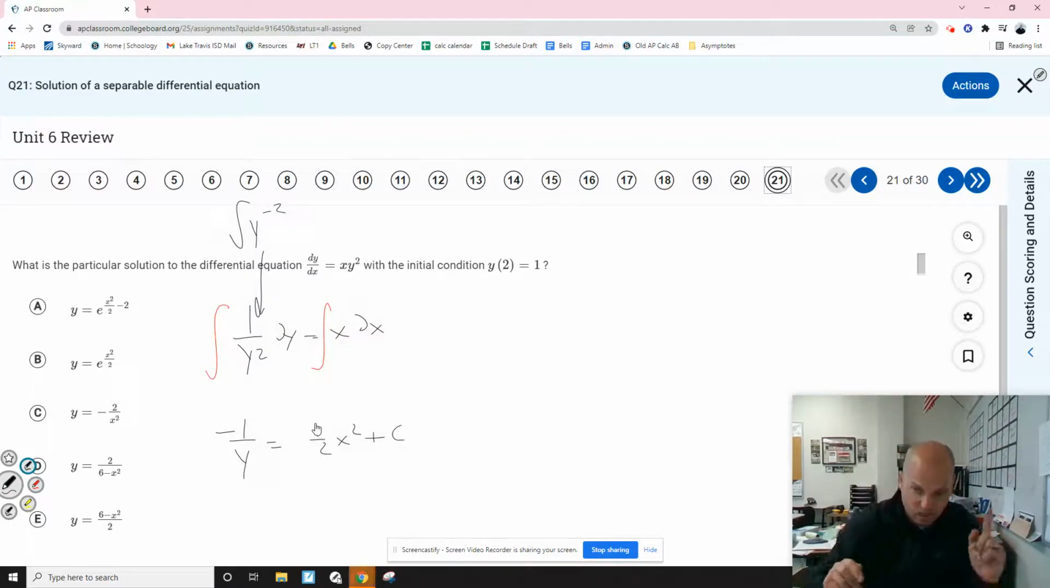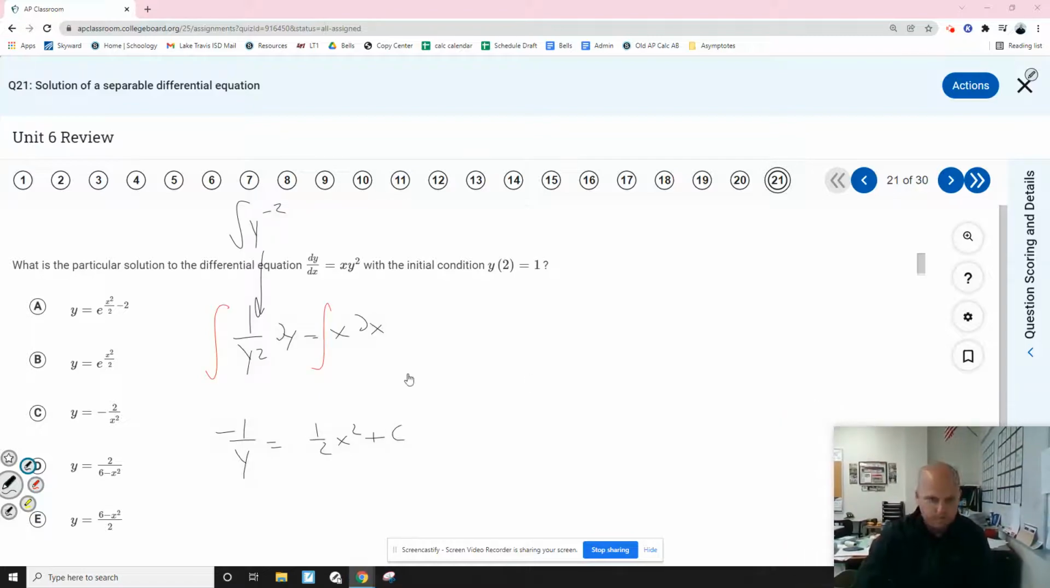Now, this is going to be a good question. It's a good multiple choice question. I'm going to show you. Let's say we find c right now. 2, 1. So I get negative 1 equals, this is 4 times a half, which is 2 plus c. I get c equals negative 3. Okay. Giving me negative 1 over y equals 1/2 x squared minus 3.